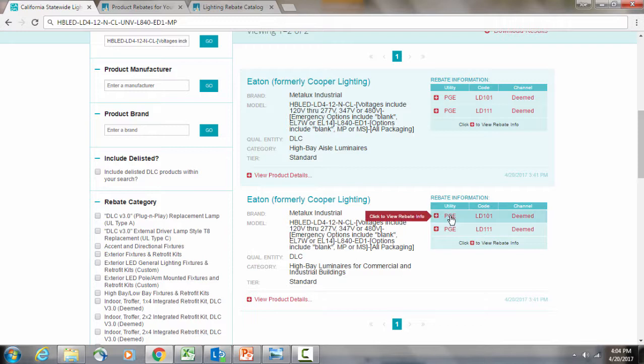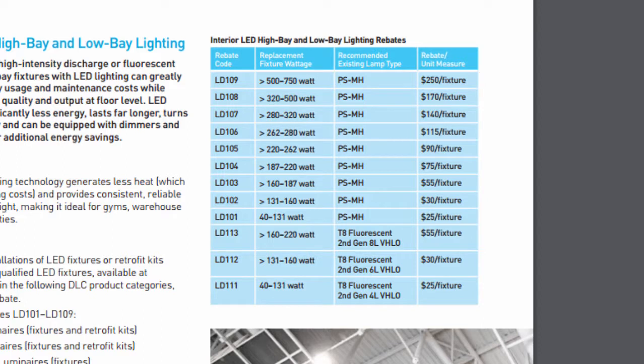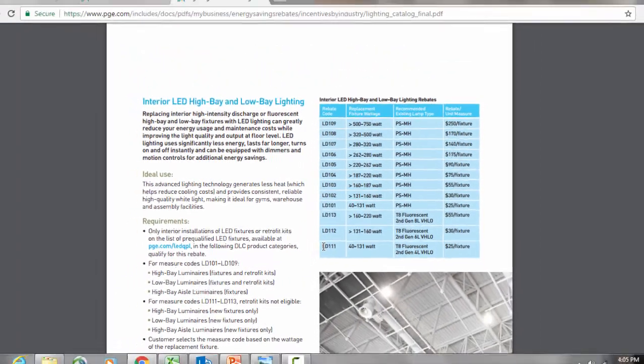You'll also notice that you have two different rebate codes, this LD101 and the LD111. That's because this is an LED high bay. And if you look at the rebate code for LED high bays, we have two different rebate codes depending on what you're replacing. If you're replacing metal halides, you'll use the lower rebate code, this LD101 in this case. Or if you're replacing fluorescents, you would use the higher rebate code. In this case, that's the LD111.